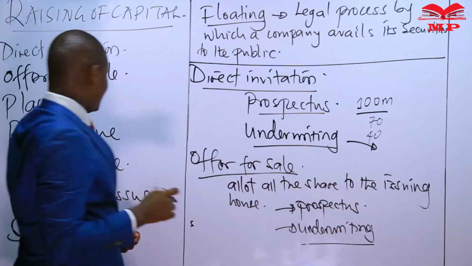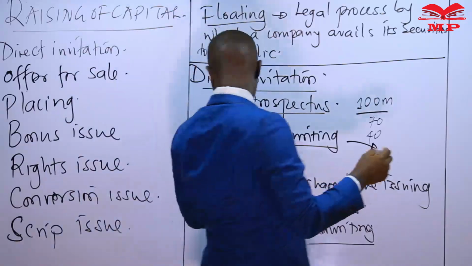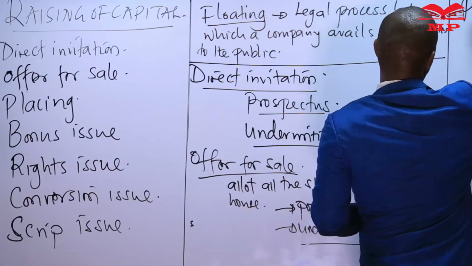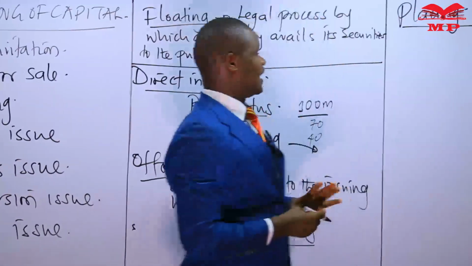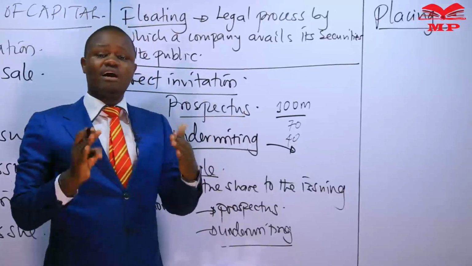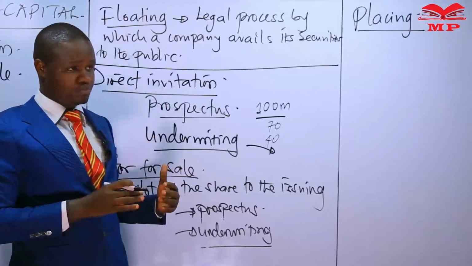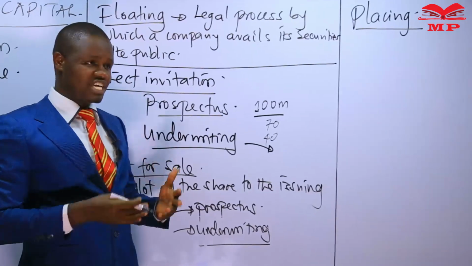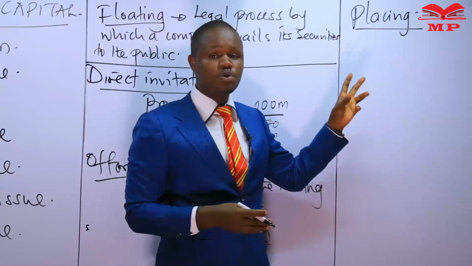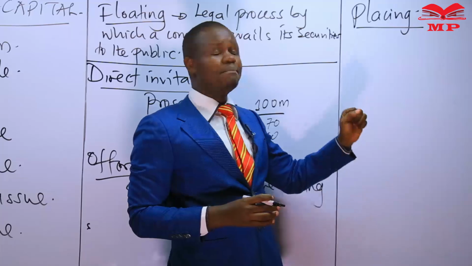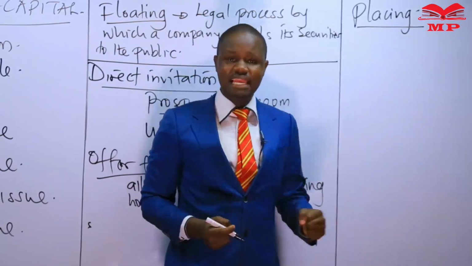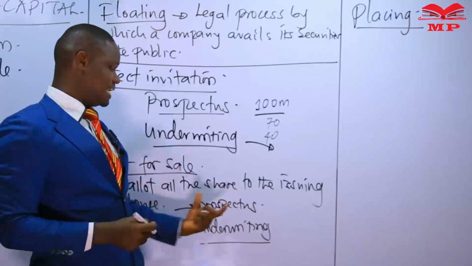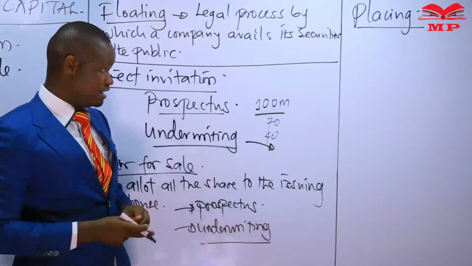Then we have the third option that we may have, which is the placing option. In the placing option, we still have our company that wishes to raise capital by way of issuing shares. But something different you will notice this time round, this company will not be going to the public directly, but still they will be using an intermediary. The issuing house will still be involved.